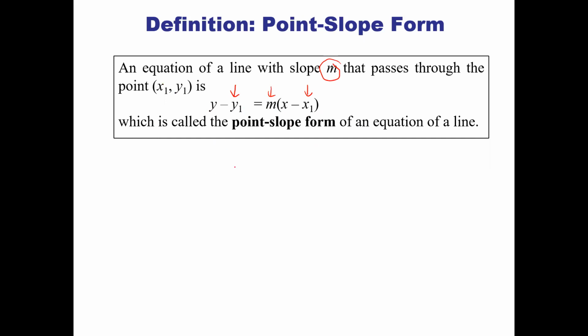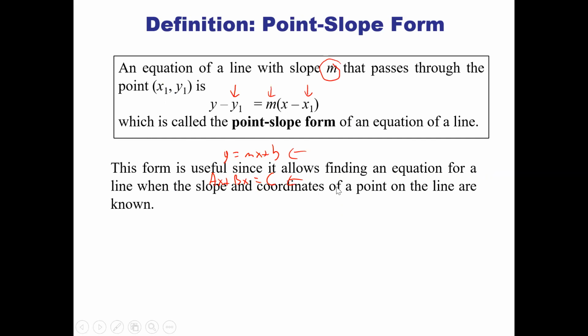From the point slope form, we can go to y equals mx plus b, or we can go to ax plus by equals c. It depends on what they ask you for. First, you have to get it to the point slope form to get an equation, and then you can go here, or you can go here. All right, so I wrote over that, but that's okay. So this form is useful since it allows us to find an equation for a line when the slope and the coordinates of a point on the line are known.